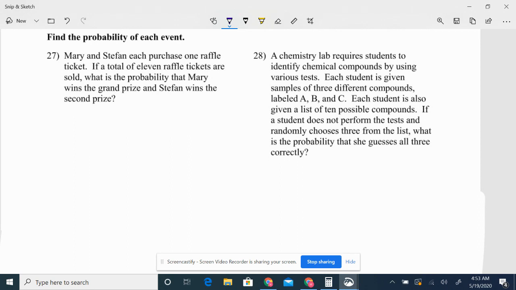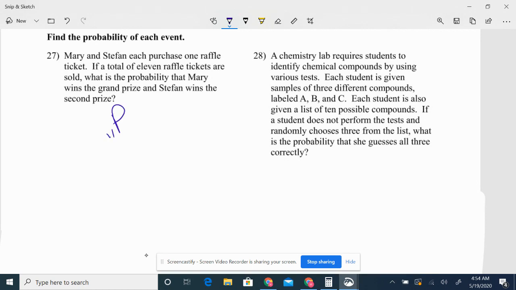Let's take a look at 27 and 28. Find the probability of each event. Mary and Stefan each purchased 1 raffle ticket. If a total of 11 raffle tickets are sold, what is the probability that Mary wins the grand prize and Stefan wins the second prize? The order does matter, right? Because we want Mary to win the grand prize and Stefan to win the second prize. So order does matter, so we're using permutation.